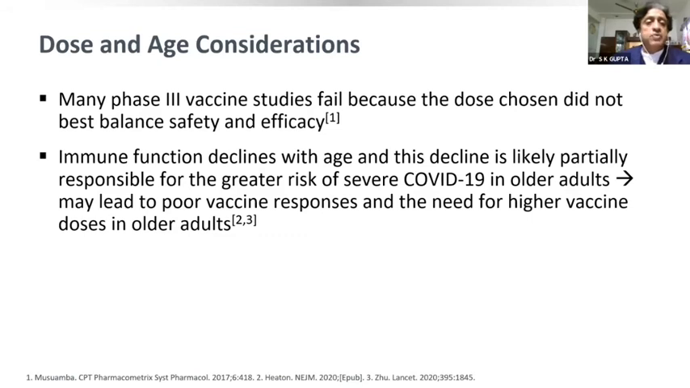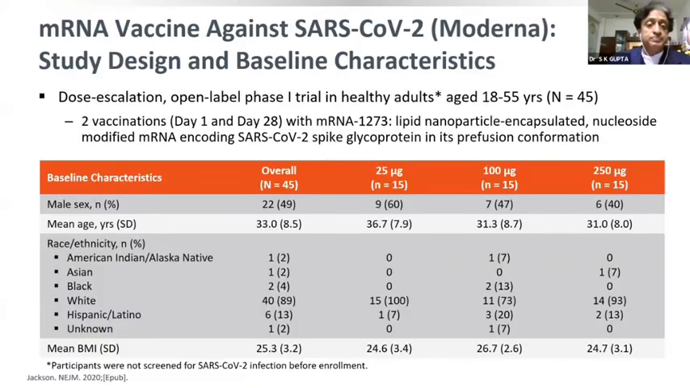Why are different doses of the vaccines important? Because for old age people we might have to give a higher dose, because older people have a decreased immune response, and unless proper dosing and different doses are tried, some vaccine studies might fail.